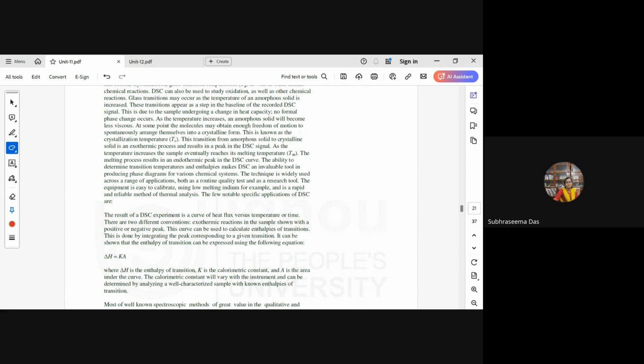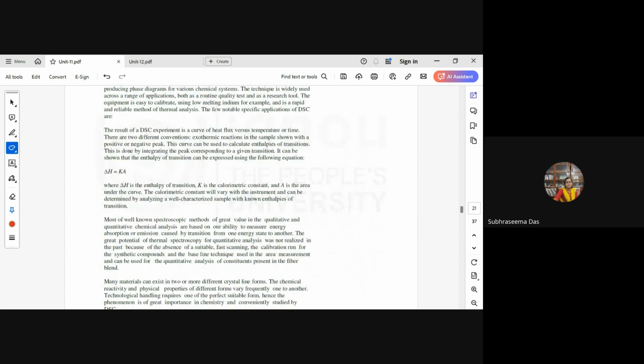Indium is used as a standard since it has a low melting temperature, and there are few notable specific applications of DSC. The result of a DSC experiment is a curve of heat flux versus time, that is delta H versus temperature. There are two different conventions: exothermic reactions and endothermic reactions.